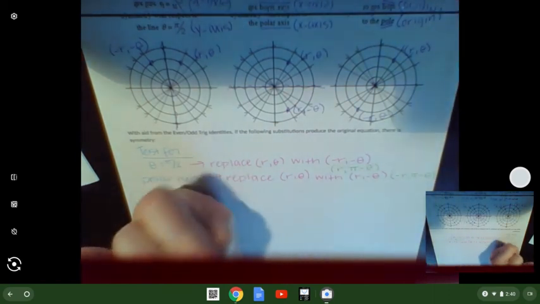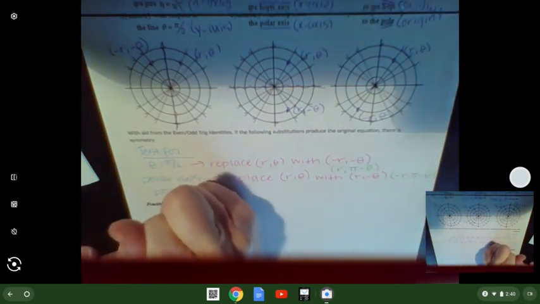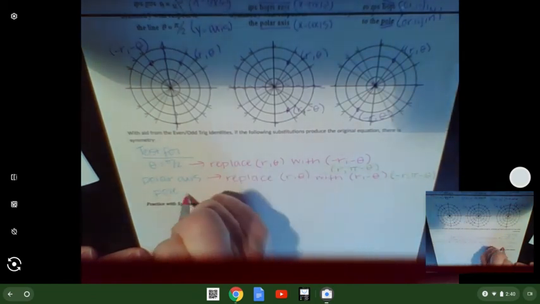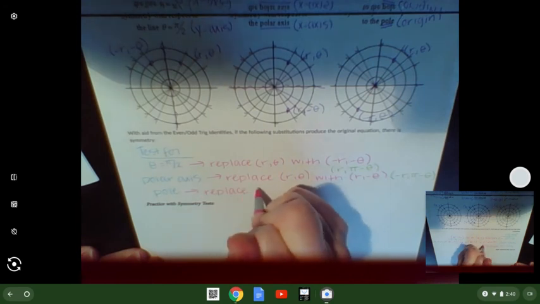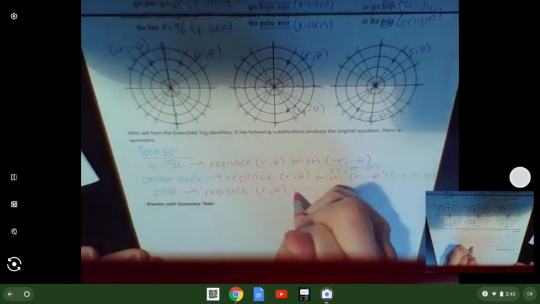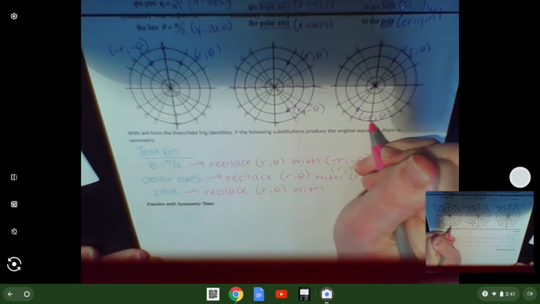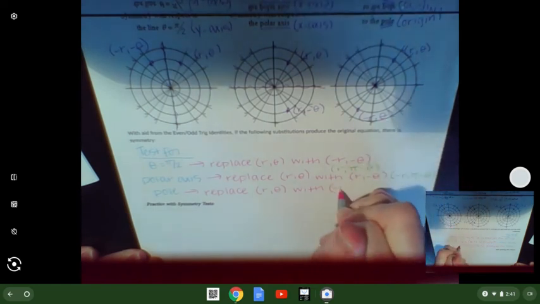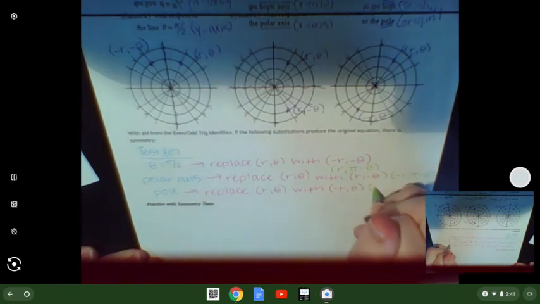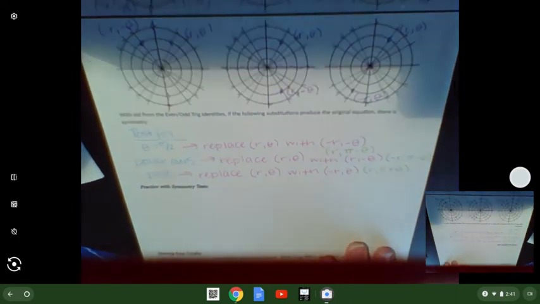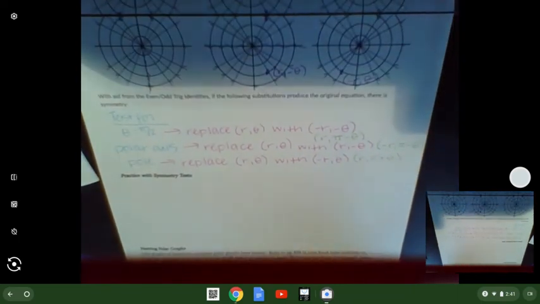It would be negative r pi minus theta. And last but not least, if we want to test for symmetry with respect to the pole, then we would replace r theta with negative r theta. And for those of you who really want to try a second variation of the test, it would be r pi plus theta. Again, I'm going to focus on what is in pink. Too many symmetry tests get a little crazy.